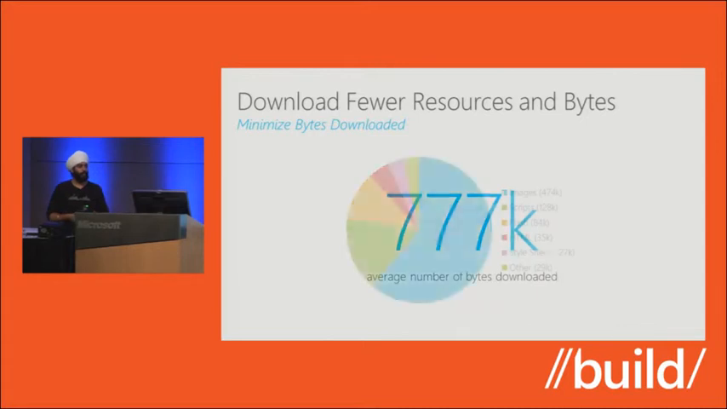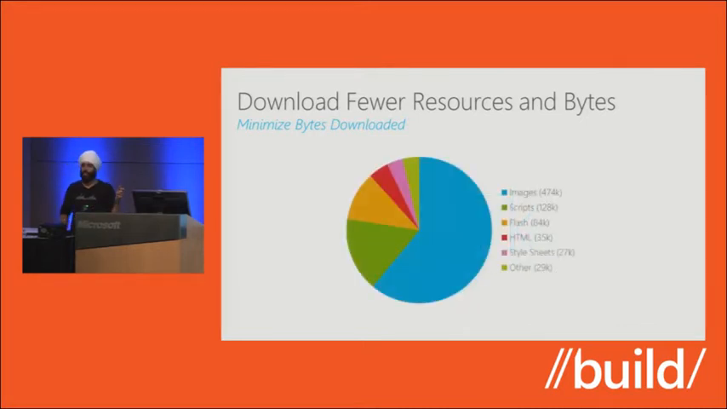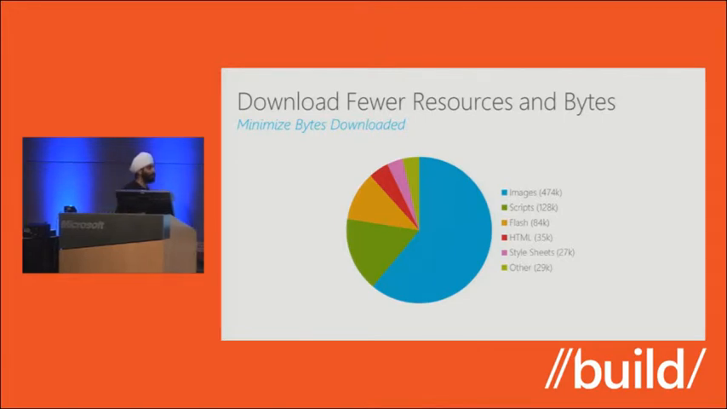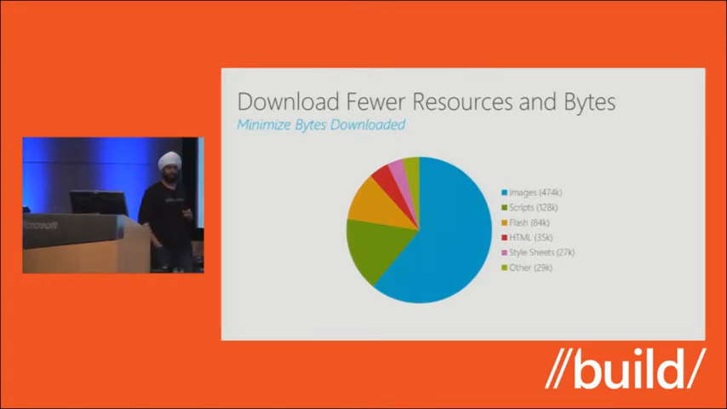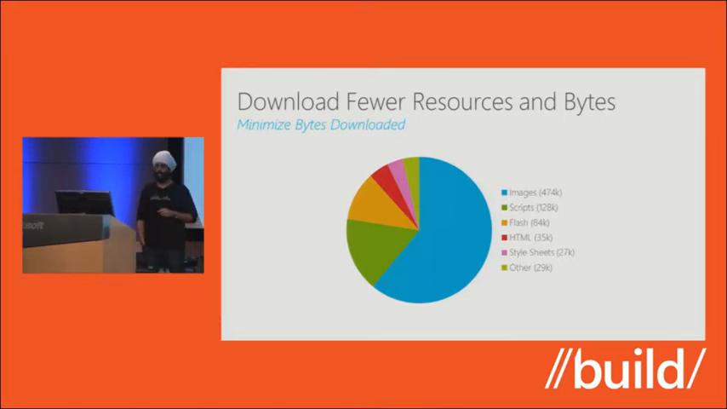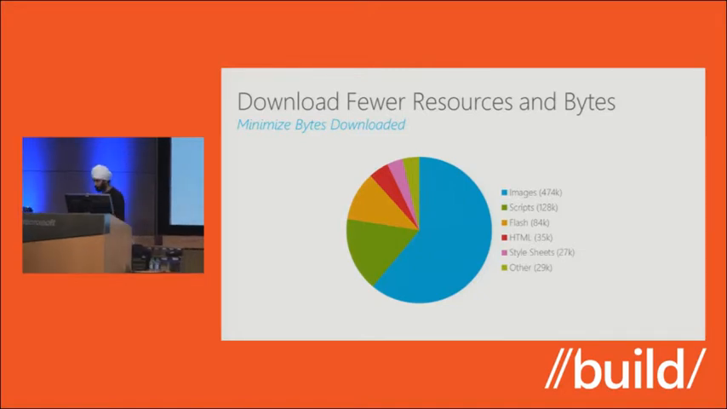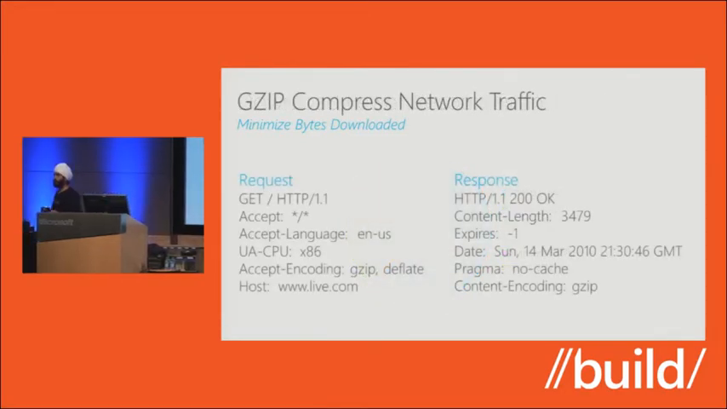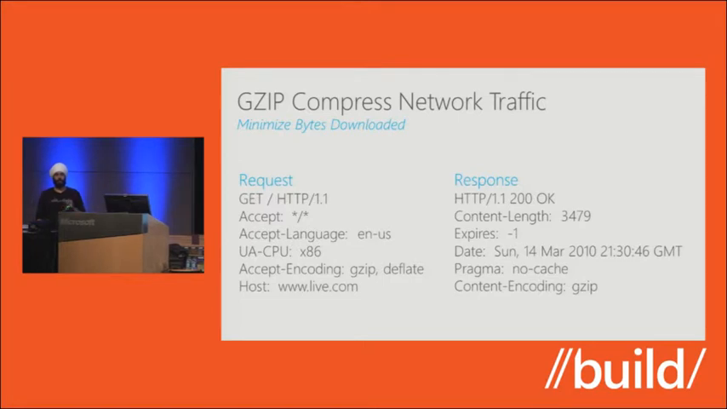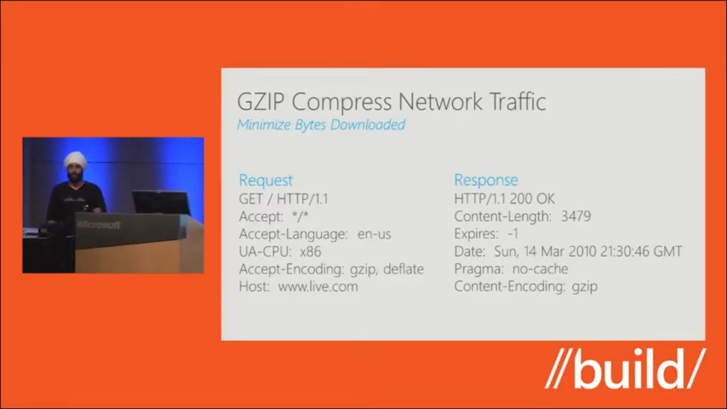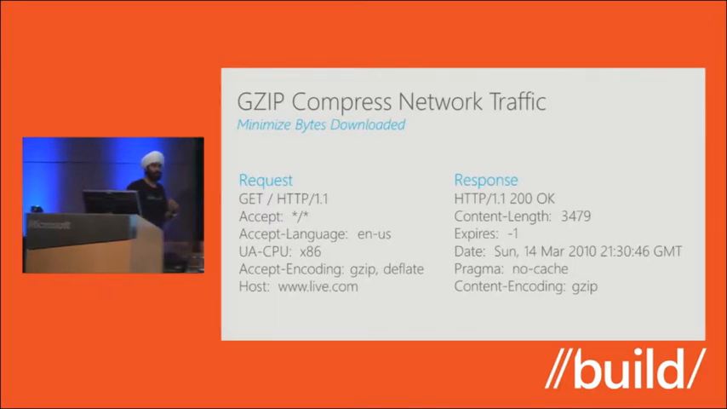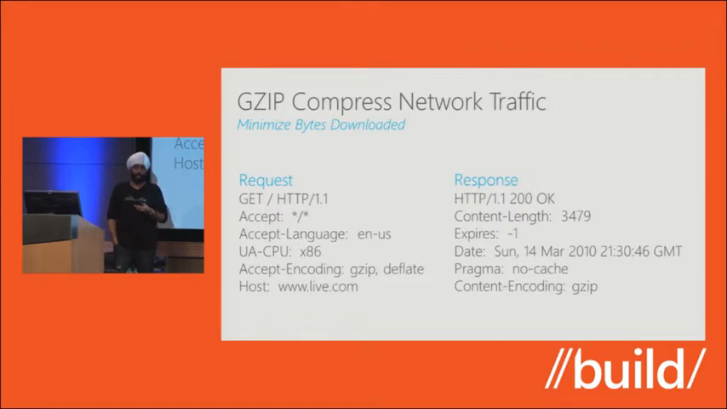777K worth of data. And if we look at this graph, those resources are distributed like so. The vast majority of resources are images, followed by JavaScript and Flash content. The fewer bytes you download, the better. And the best way to download fewer bytes is to gzip your content. Now, because of the servers we're using and because of the browsers our customers are accessing our data from, we actually often get this for free.